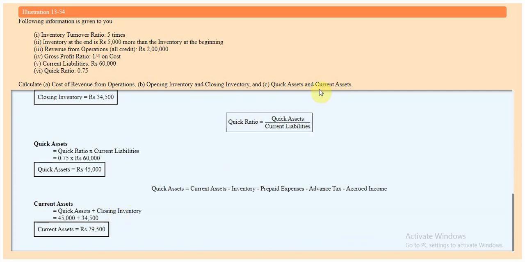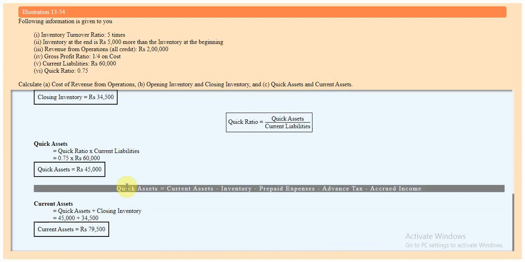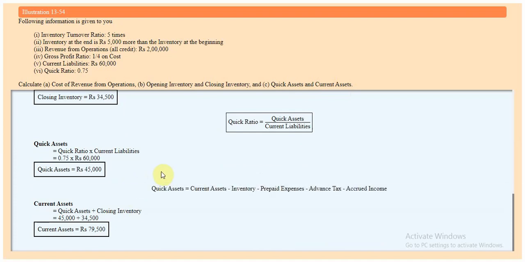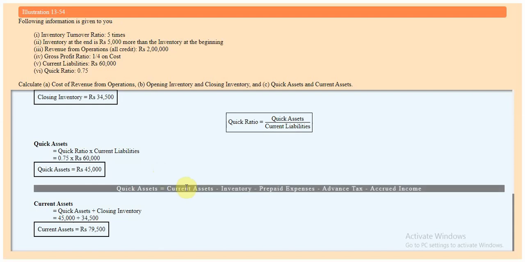Now they have also asked us to find out the current assets. So with quick assets, is it possible to find out current assets, friends? Yes, it is possible. What is quick asset? Quick asset is equal to current asset minus inventory minus prepaid expenses minus advance tax minus accrued income. This formula we learnt in the liquidity ratios. In case you don't know, please go and refer that video back and recollect this formula again. Okay, so in this question we know quick assets. We have just now found out.